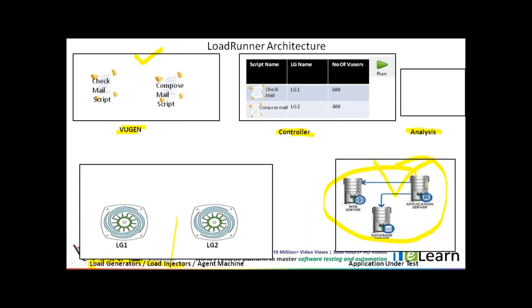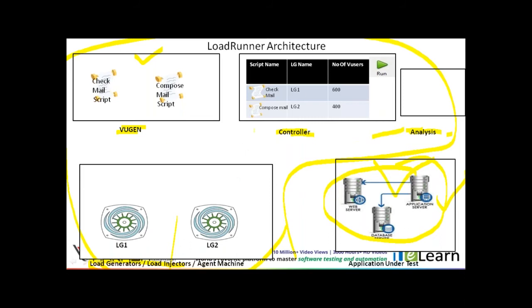In this case, let's assume it's a Gmail application. Okay, so let's see how these components will interact with each other and your application. This is your Gmail application, and these components belong to LoadRunner, and this is your application under test. So how these components will interact with each other, we will look into it.